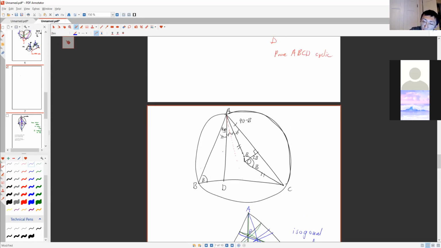So in other words, the orthocenter where the 3 altitudes intersect is the isogonal conjugate of the circumcenter. Because this altitude is also the isogonal line of this line, and this altitude is also the isogonal line of that line. These should be concurring at the orthocenter, and these 2 green lines are isogonals of each other, the reflections over the angle bisector of C.